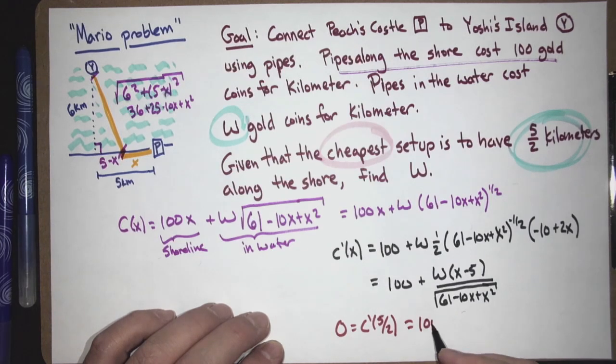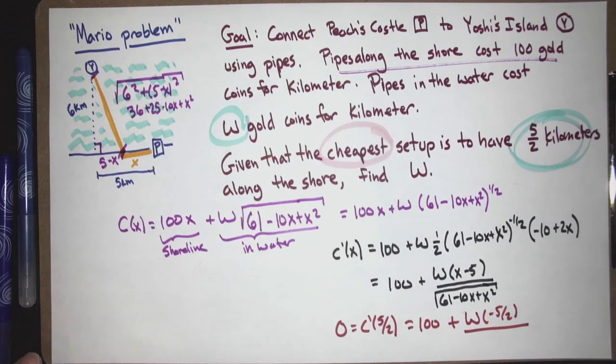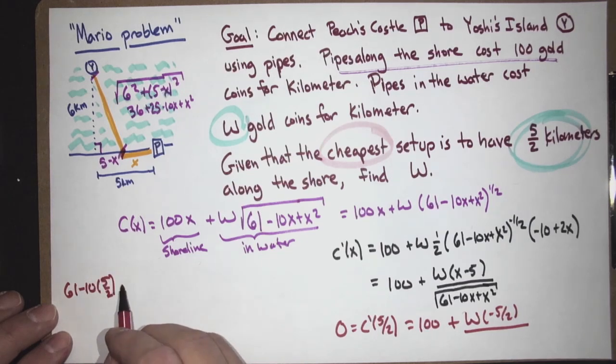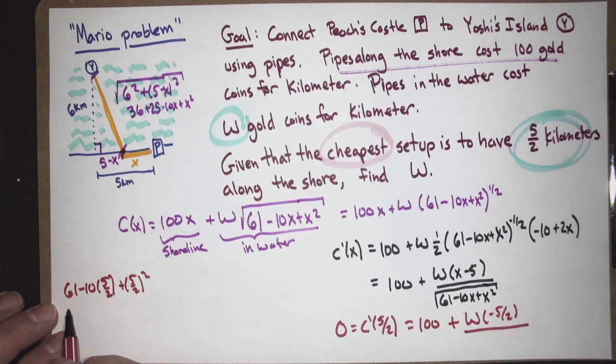So we plug it in. That's 100 plus w times 5 halves minus 5. Well, that's actually not too bad. That's a w times minus 5 halves. Now, the downstairs, we probably need to do some work. We'll do some work on the side over here. So we're going to take 61 minus 10 times 5 over 2 plus 5 over 2 squared. All right. Well, 61 subtract 10 over 2 is 5. So this is subtract 25. And then 5 halves squared is 25 over 4.